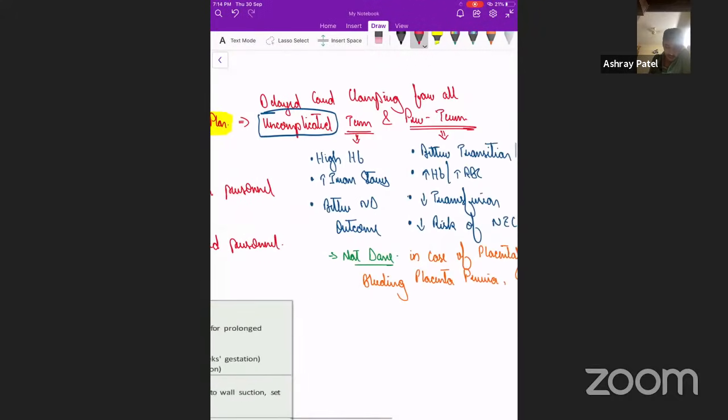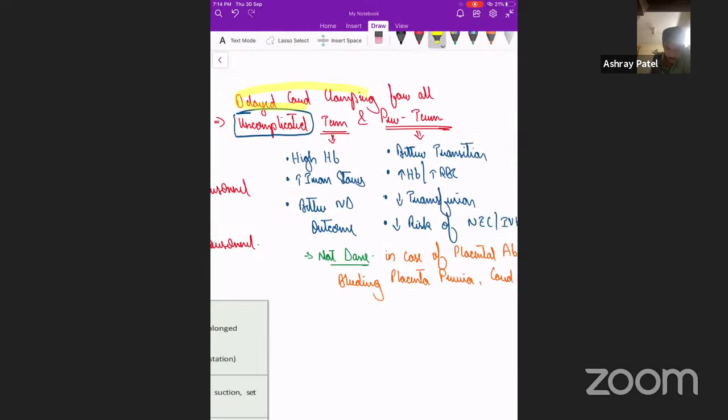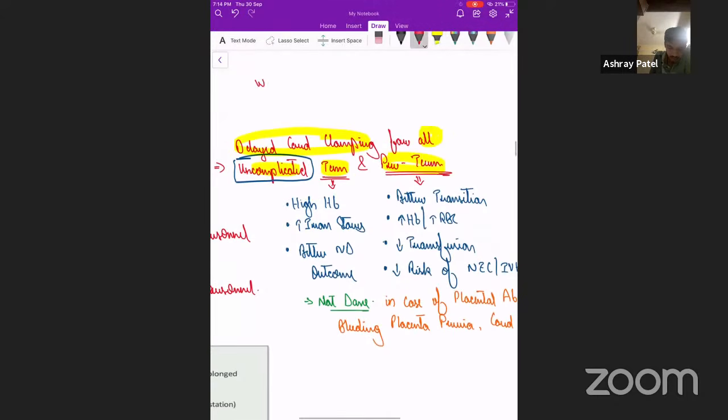Okay, and as per recommendation, delayed cord clamping needs to be done for all uncomplicated term and preterm babies. WHO recommends 60 seconds, and ACOG recommends 30 to 60 seconds. Okay, this is delayed cord clamping. If the baby is born with an uncomplicated delivery, there is no need for neonatal resuscitation, then we'll have to go ahead and do delayed cord clamping.